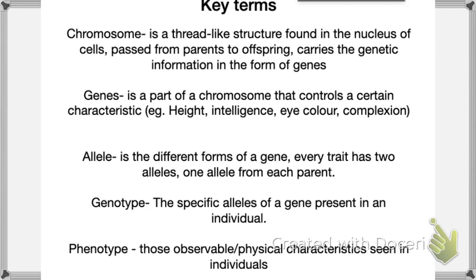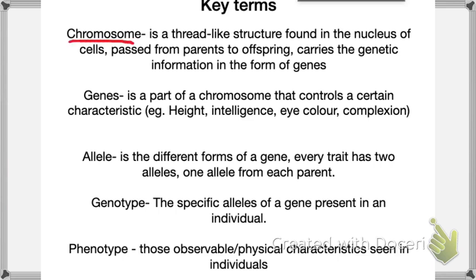Some basic terms we have to understand before we actually go on to understanding genetics and genetic inheritance. One of those major terms is chromosome. Now, what is a chromosome? It says just here that it is a thread-like structure that is found in the nucleus and is passed from parents to offspring. It carries genetic information in the form of genes, and that's very, very important, because if we are to understand how inheritance works, we have to understand chromosomes.